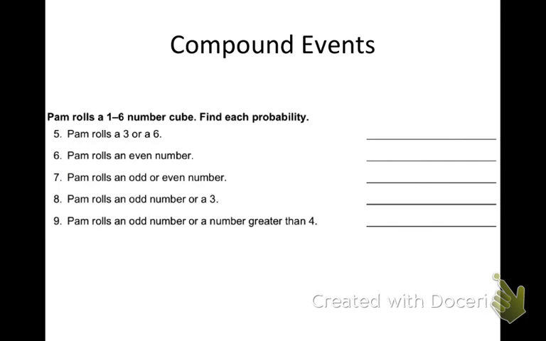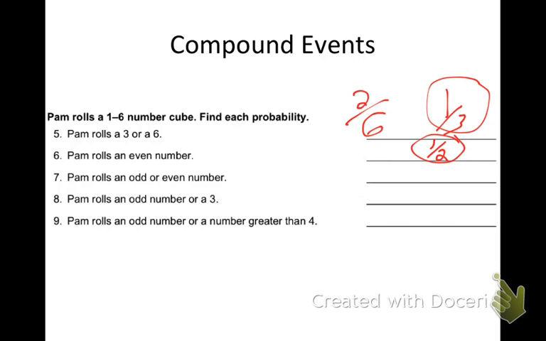So number 5, Pam rolls a 3 or a 6. What's the probability of Pam rolling a 3 or a 6? It is 1/3. Nice job. Because it would be 2 out of 6, because you have the 3 or the 6, 2 out of 6 or 1/3. Number 6, Pam rolls an even number. What's the probability of that happening? Yep, just a half. That's just your basic probability right there.